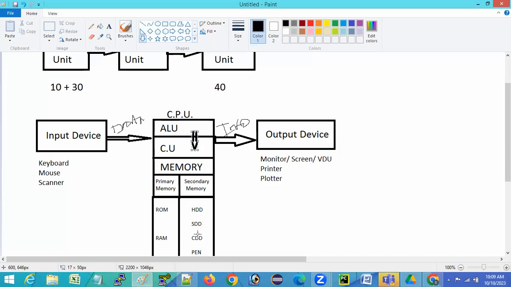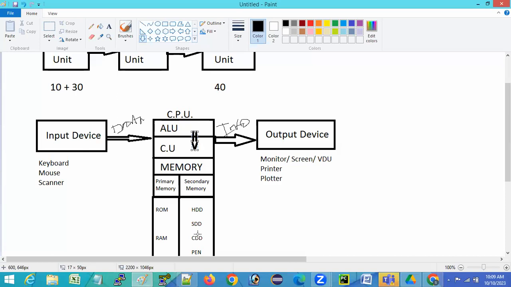So that's why there is an output device. The control unit will control the result of the ALU, whether it is stored in the memory or passed to the output device. Whether you want to store the information or store the result into the memory, in the sense, you have to take care of these things.